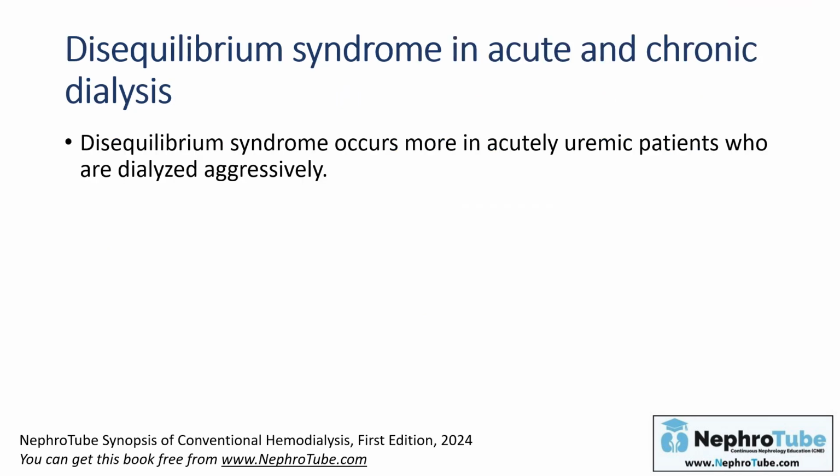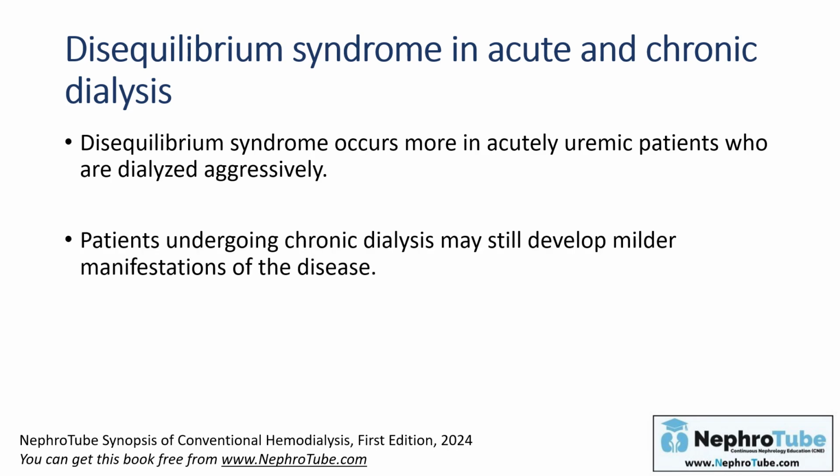Disequilibrium syndrome occurs more commonly in acutely uremic patients, in the acute cases, in the first dialysis sessions, especially in those patients who are dialyzed aggressively with high blood pump, high dialysate flow, large size filter, and I will mention why this is more common in patients who are dialyzed aggressively when I am talking about pathogenesis in the next slides. In patients who are undergoing chronic dialysis, disequilibrium can occur, but in milder forms.